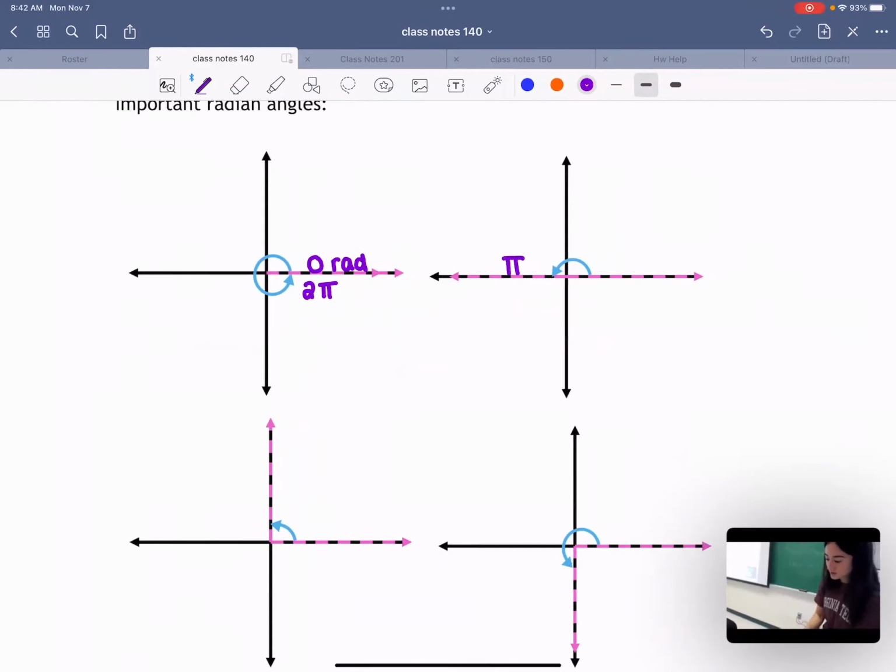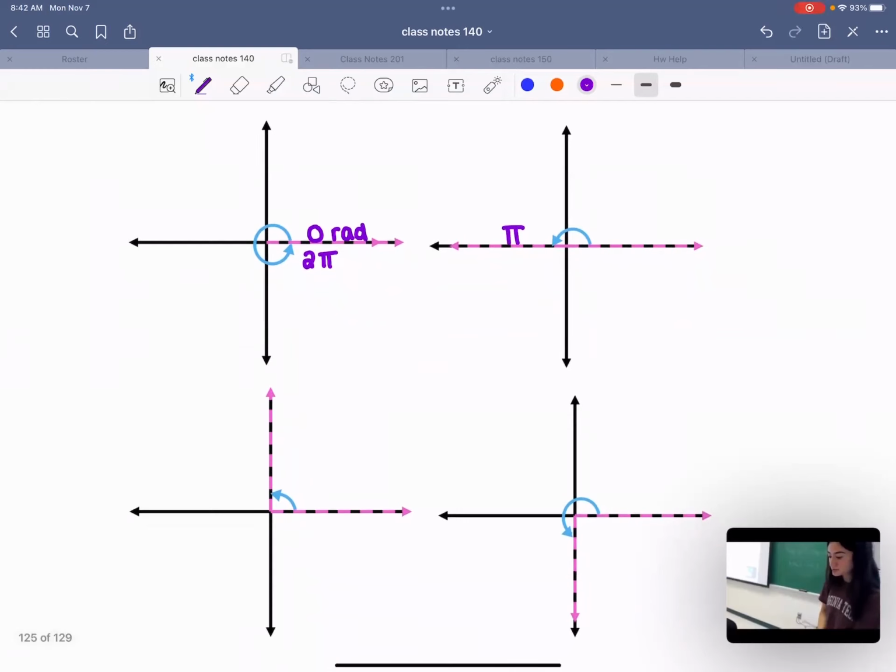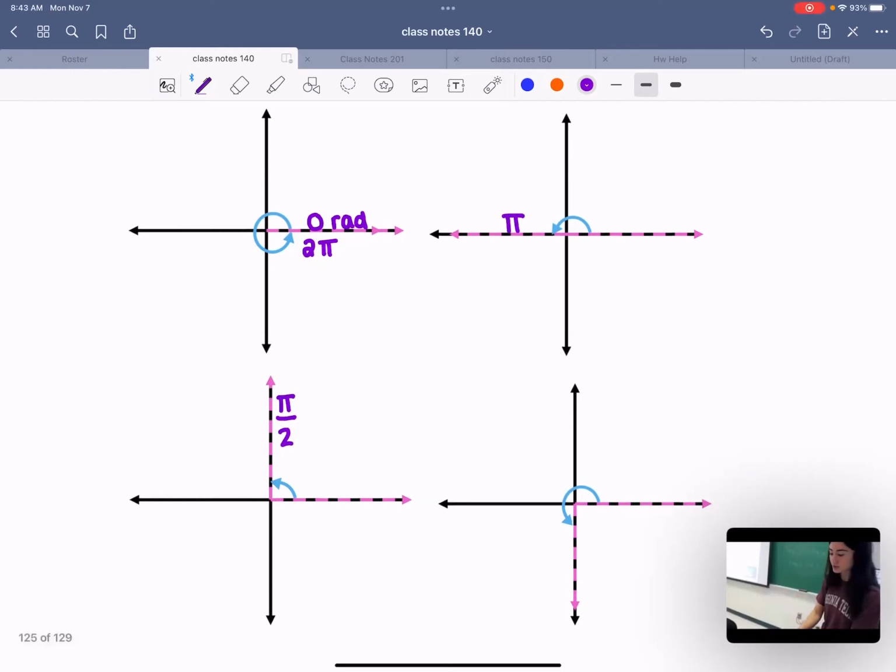Okay, let's talk about some other ones. Let's think about the 90-degree angle, right? That's going a quarter of the way around the circle. What do you think that's going to be in radians? Pi over 2. Yeah, right. We're going half of pi, right? So pi over 2 would represent that angle. And then the last one's a little bit harder, but our 270 degrees, 3/4 around the circle. What do you think that's going to be?